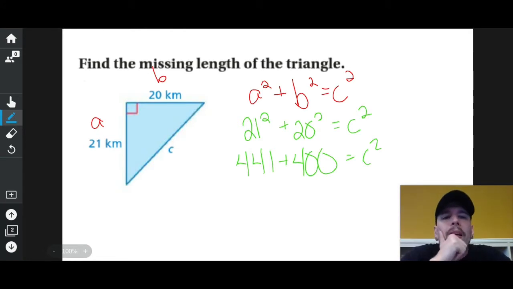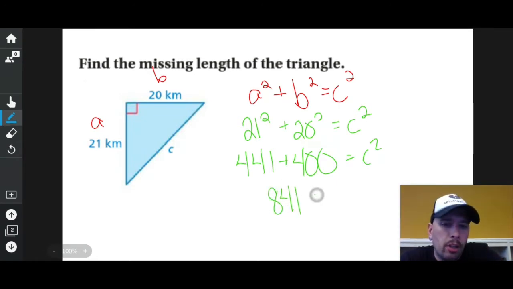Is C all by itself? No, but I have 441 and 400 being added right next to each other. So why don't we add them up? Makes sense to me. That's going to equal C squared.